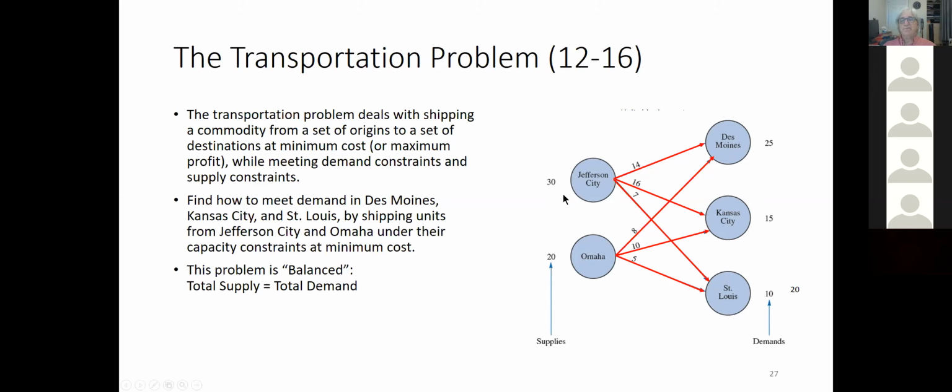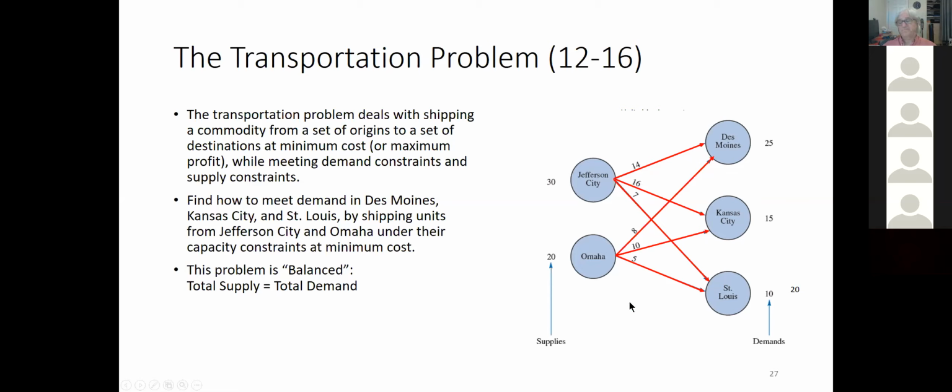Each unit shipped from Jefferson City to Des Moines costs you $14 as it is being shipped, called transportation cost per unit. But from Jefferson to Kansas City it is 16. Why would the shipping cost be different? Maybe they are using different means of transportation. So on each arc, that's what we call it in a network, these are called nodes and these are called the arcs, you have a different unit cost.